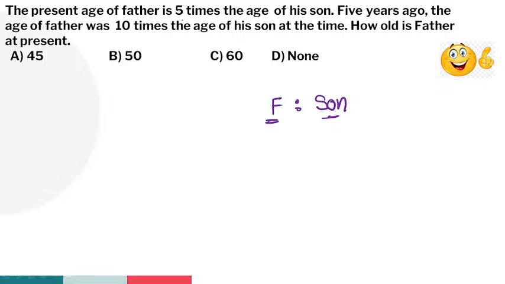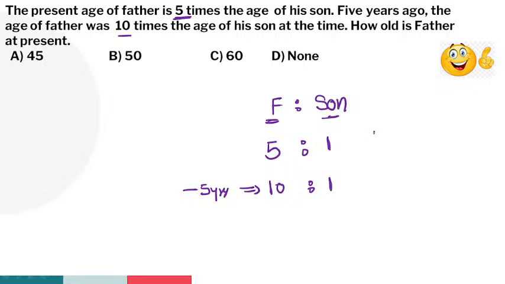The present age of father is 5 times the age of his son. Son age we don't know, guys. Let one. I'm going to use the shortcut method. That's why we are taking son age as 1. Father is how many times? 5 times. 1 into 5, 5. Next, 5 years ago, the age of father was 10 times the age of his son at that time. So 5 years ago also, son age we don't know, let one. Father is how many times? 10 times. 1 into 10, 10. This is the formation, guys, here.